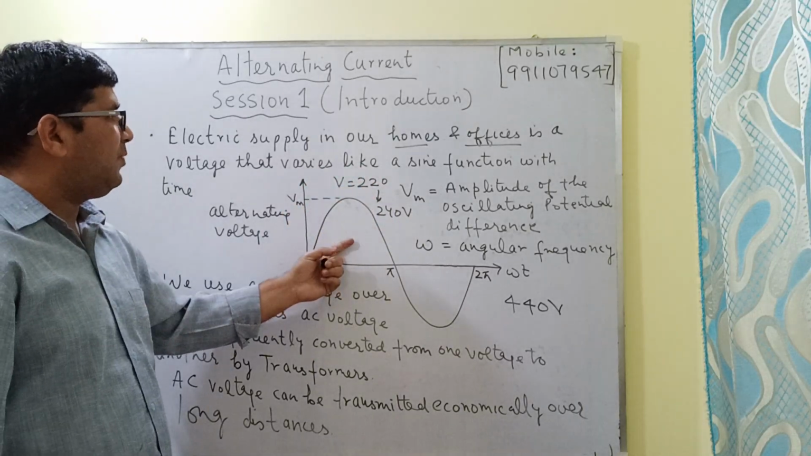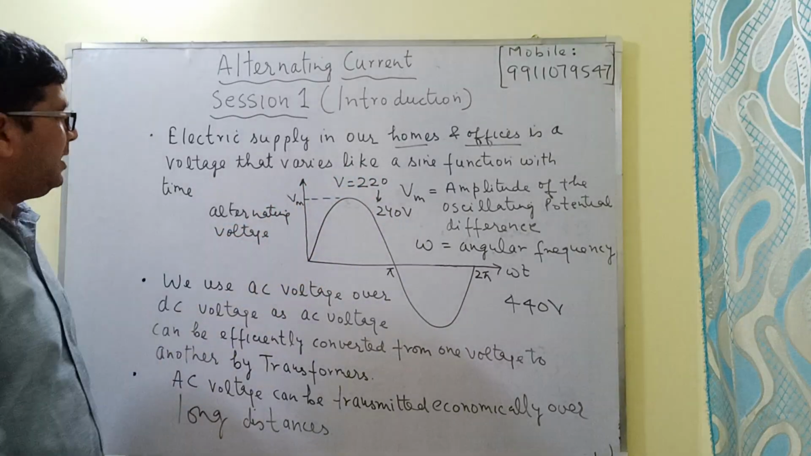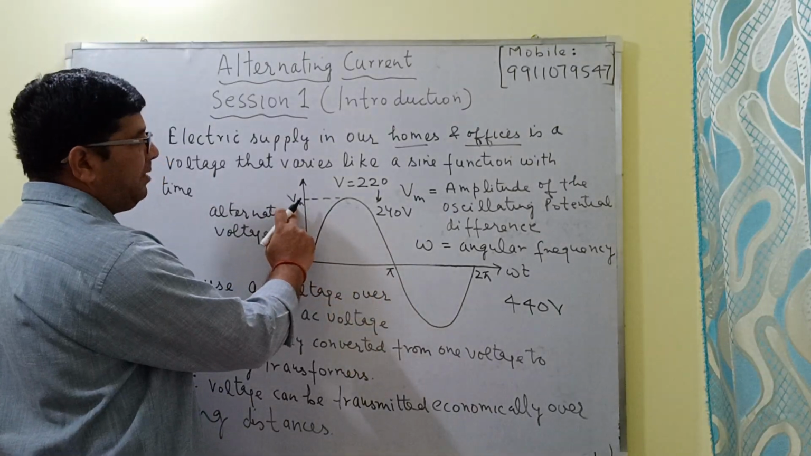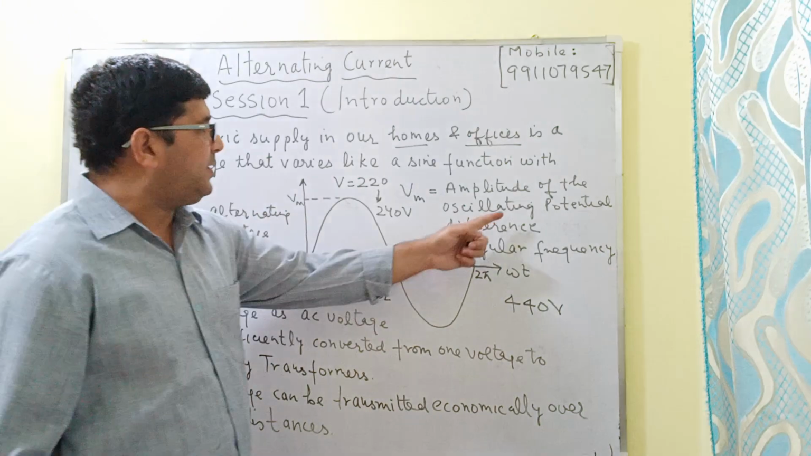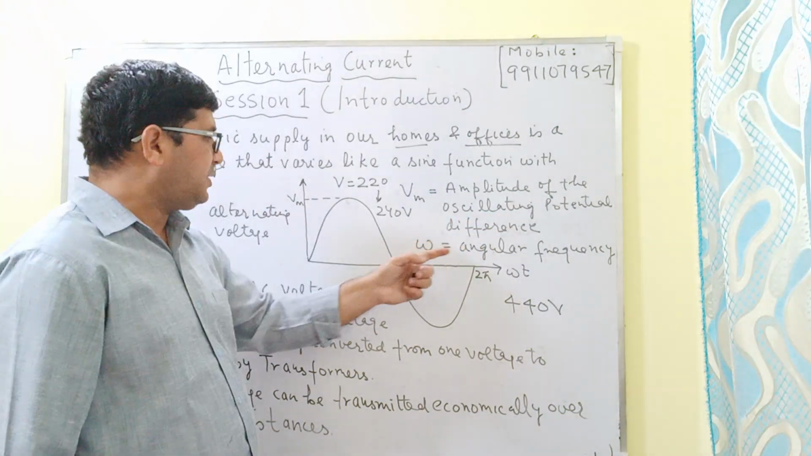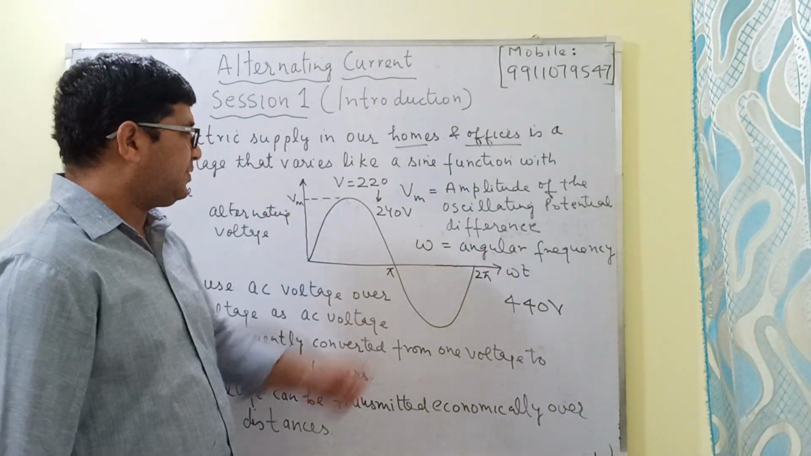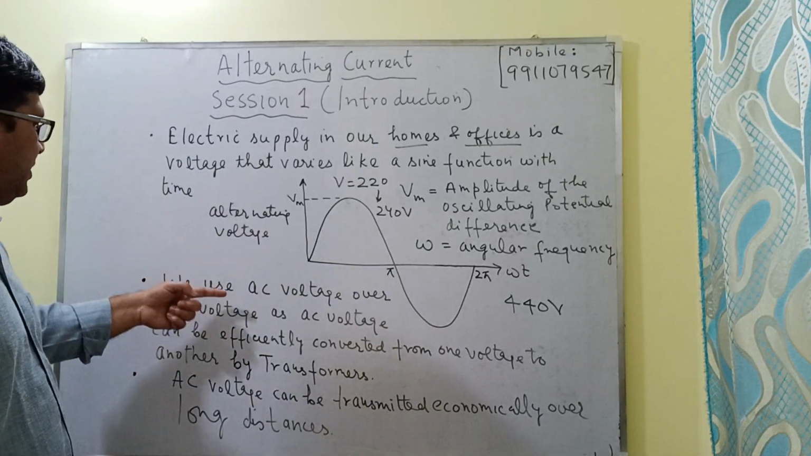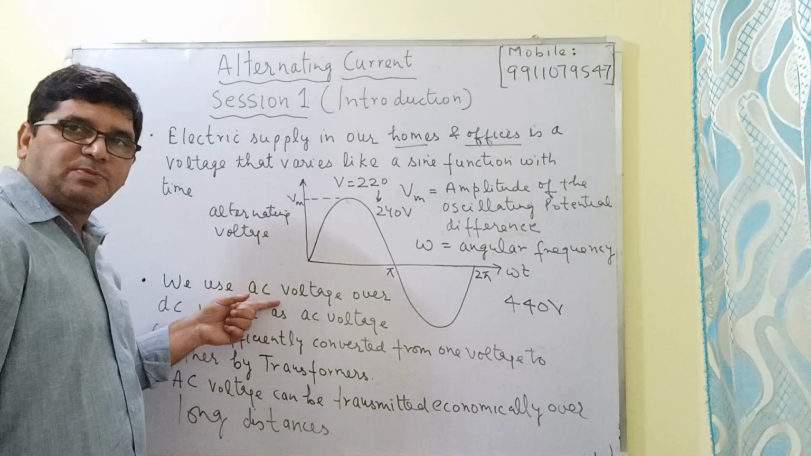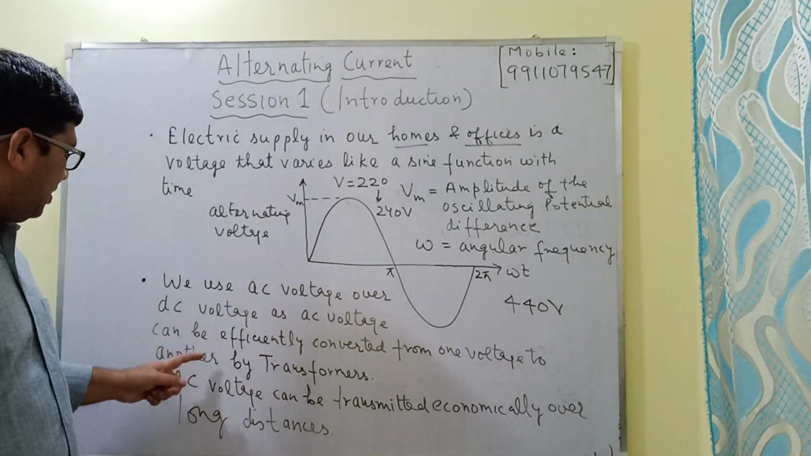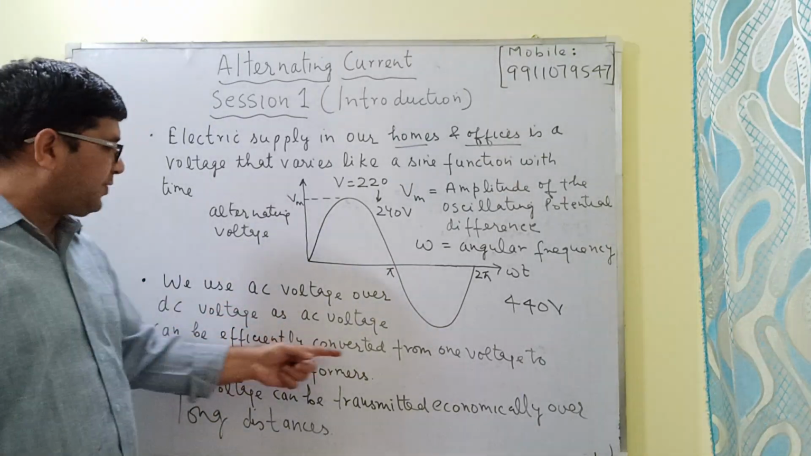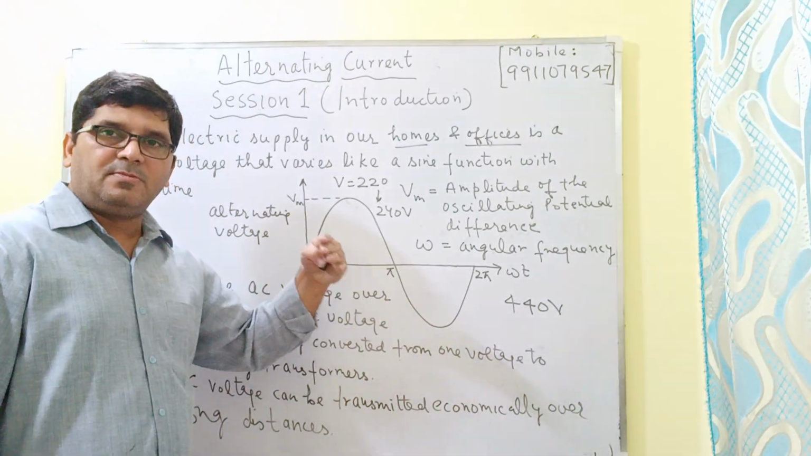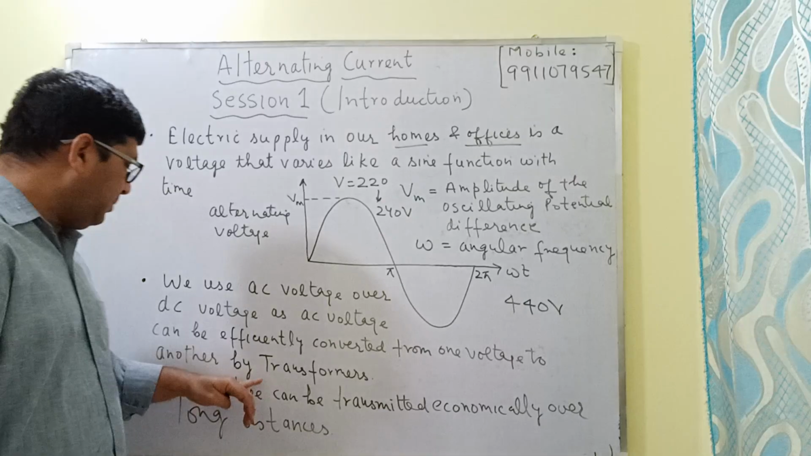varies like this sine function, and here I have made this figure in which Vm is the amplitude of the oscillating potential difference and omega is the angular frequency. So why do we use this AC voltage? Because AC voltage is preferred over DC voltage, since AC voltage can be efficiently converted from one voltage to another by means of a transformer.